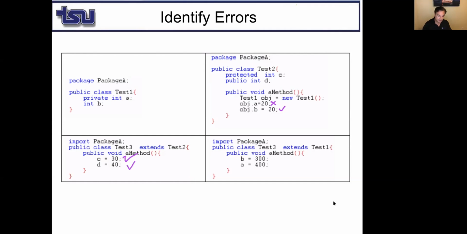Now, let's look at this. This time test 3 extends test 1. And obviously test 3 and test 1 are not in the same package. And now I say B is equal to 300. Is that possible? B is here none, right? None means package access. Since test 3 and test 1 are not in the same package, this will not be okay. And then A is 400, A is private, I cannot access it. So this will be an error as well.